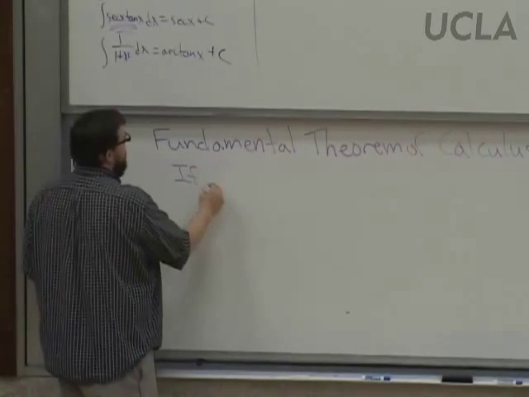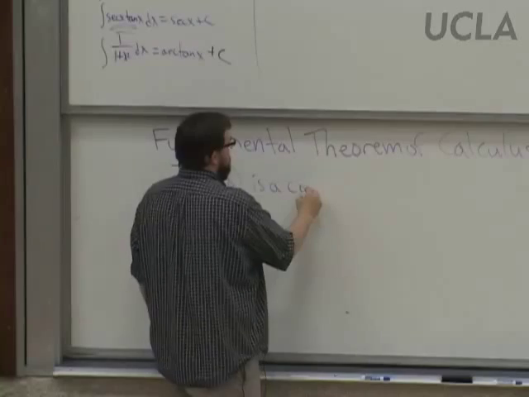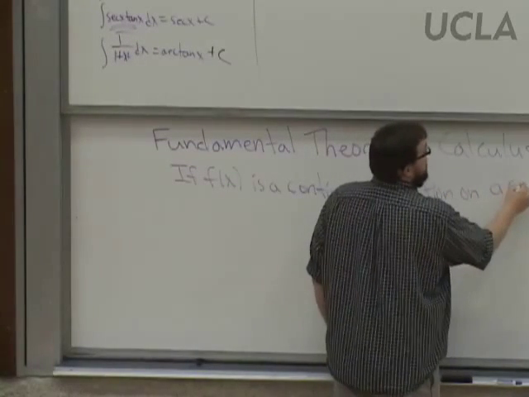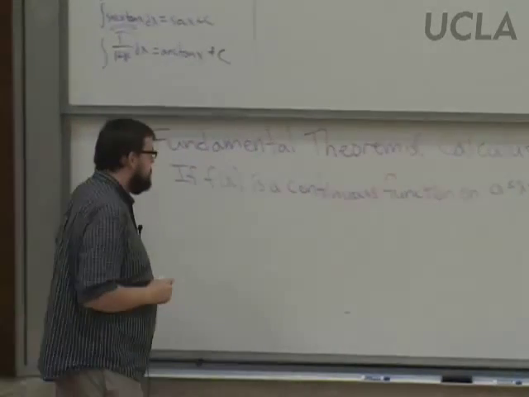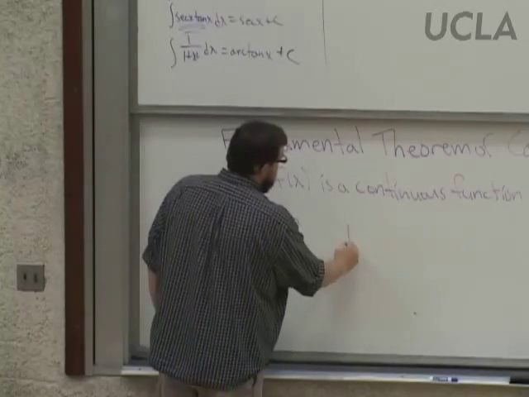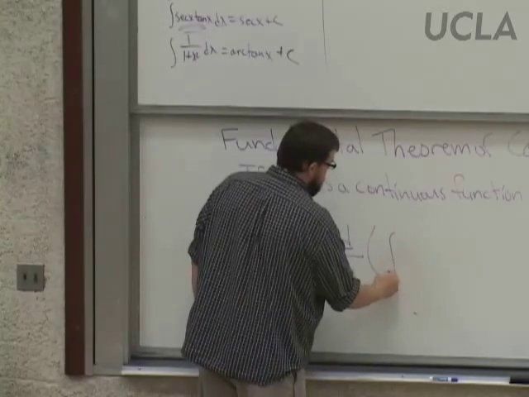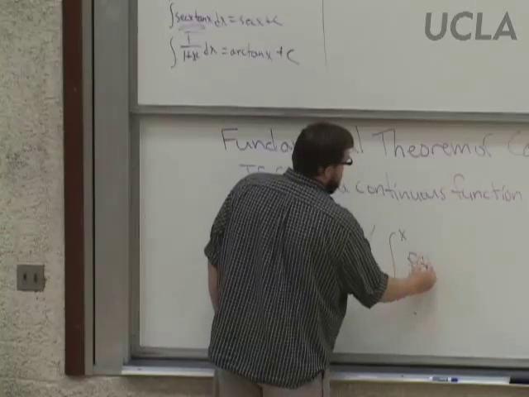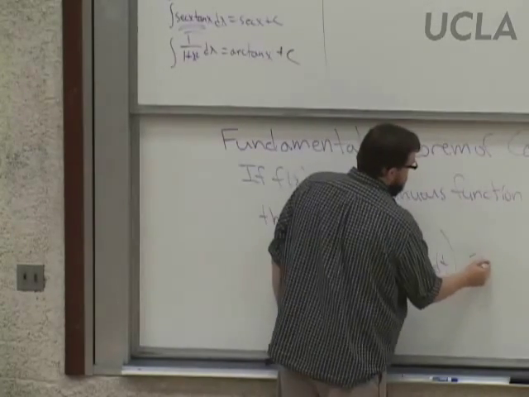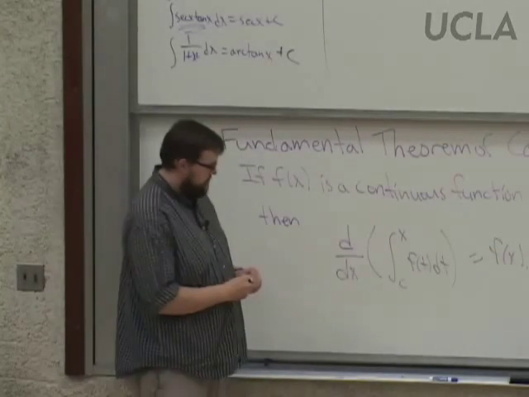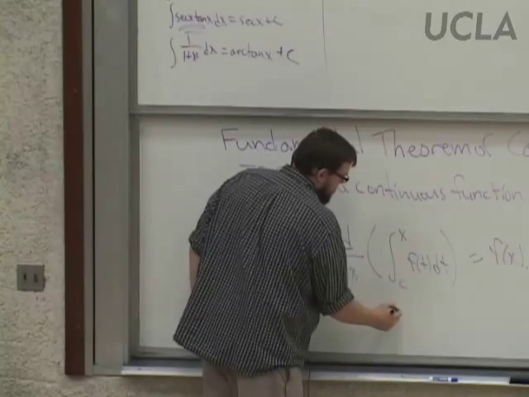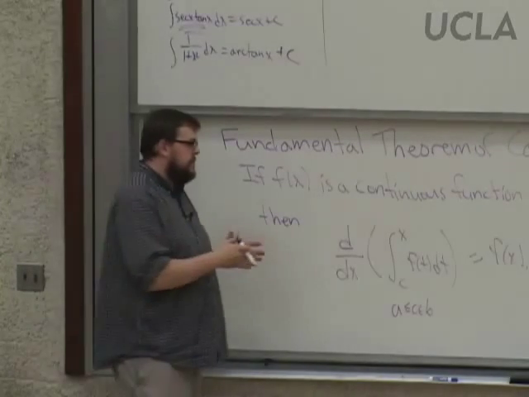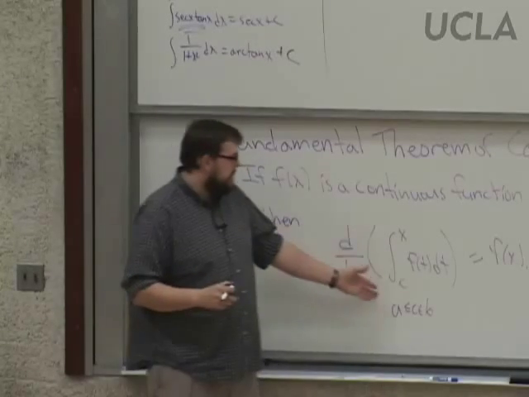Same assumptions. So f of x is a continuous function on a less than or equal to x less than or equal to b. Then, if I take the derivative with respect to x of the integral, let me say c to x, f of t dt, this is equal to f of x. Now, let me just point out here, I put c here. C can be anything. Doesn't really matter. Anywhere where the function is continuous, and then you're looking at the definite integral, you can just pick any value you want. It's unimportant. You can say c equals a if you want.